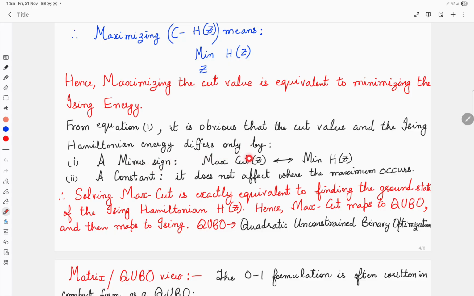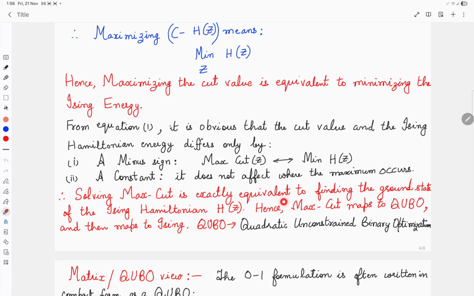minus sign, because the max of cut Z in the maximum cut problem is actually the minimization of Hz in the classical Ising model. So there is a difference of minus sign only, and a constant term, which does not affect where the maximum occurs. So even if there is a constant in the maximum cut problem, it does not affect at what point the maximum will occur.